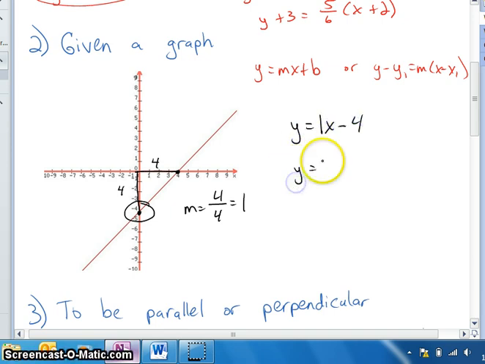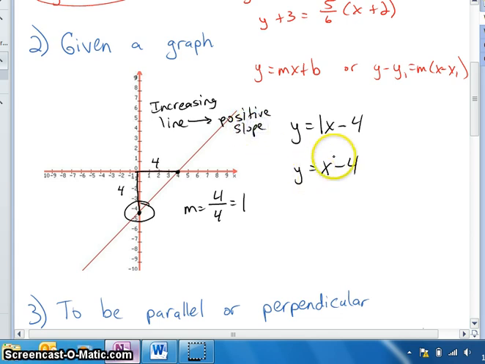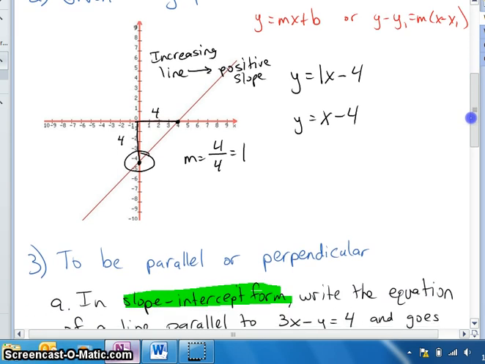Or you could just say y = x - 4. You can check this because you know the line is increasing. Since it's increasing, that means positive slope. And the slope in this case is a positive 1, so I'm good there. Alright, let's look at parallel and perpendicular.